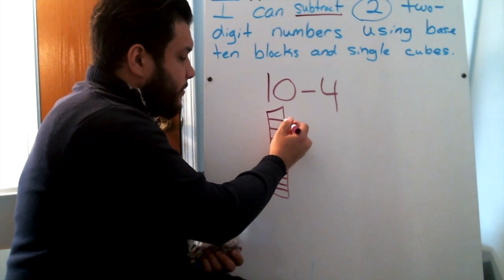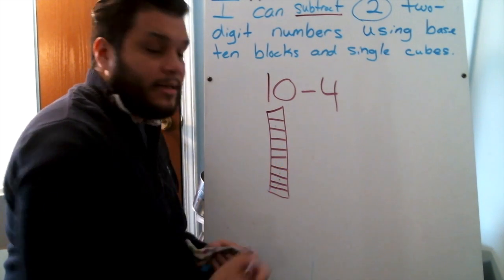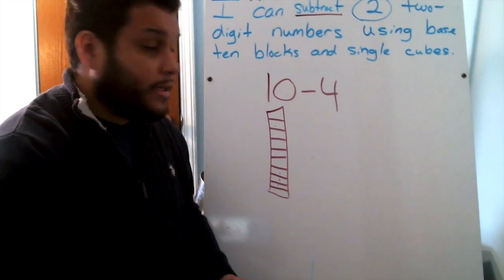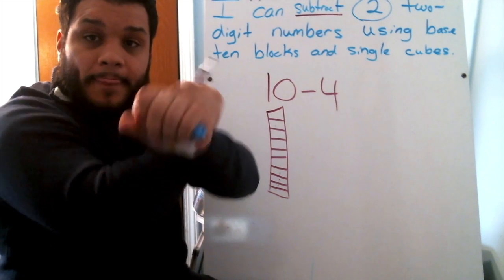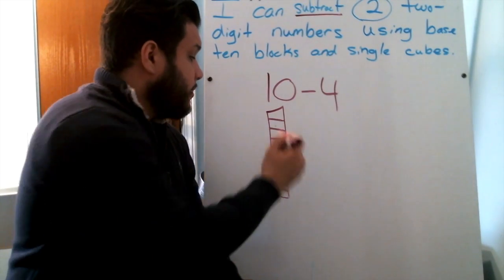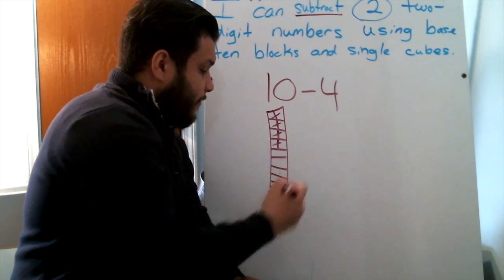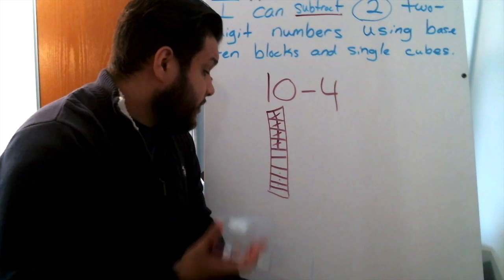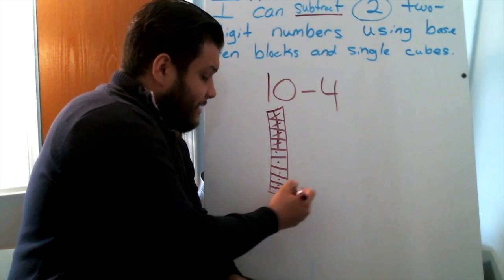I'm going to count them. I have 1, 2, 3, 4, 5, 6, 7, 8, 9, 10. I can see that I have 10 cubes in here. If I wanted to take 4 away, that means that I will put an X on 4 of them. So 1, 2, 3, 4. How many are left over without X's in them? 1, 2, 3, 4, 5, 6.